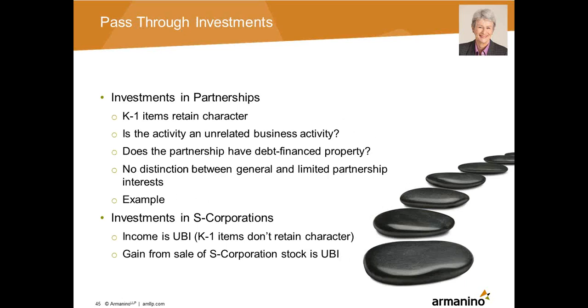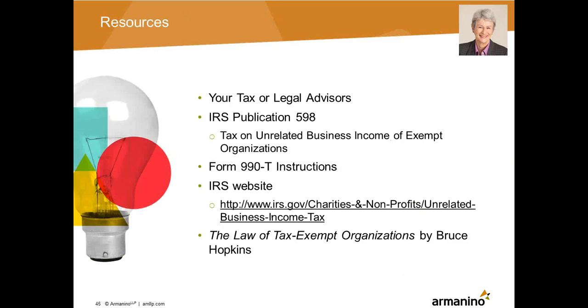So if some of that partnership income is debt financed, when that comes to you, that's going to be debt financed income. So watch out for that. Also, ordinary income from those partnerships, unless it's related to your exempt purpose, is going to give you unrelated business income. So I see, and there are some resources there.